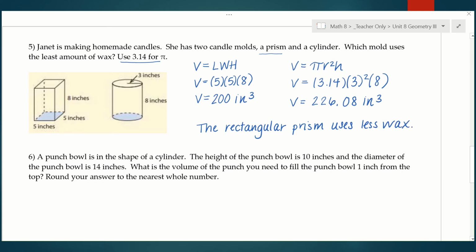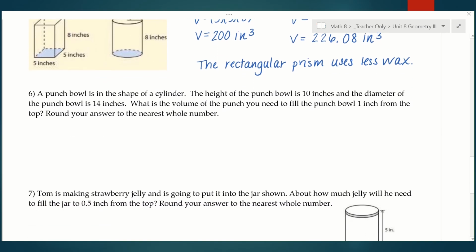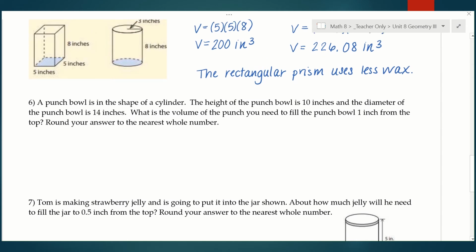All right, great. Number 6. A punch bowl is in the shape of a cylinder. The height of the punch bowl is 10 inches and the diameter of the punch bowl is 14 inches. What is the volume of the punch you need to fill the punch bowl 1 inch from the top? Round your answer to the nearest whole number. Okay, so we have this punch bowl. I'm just going to do a quick picture here.